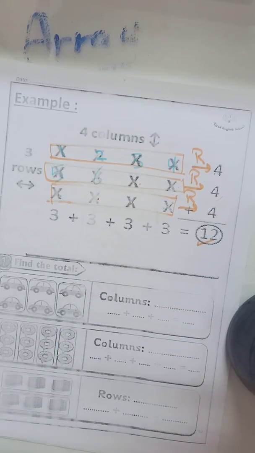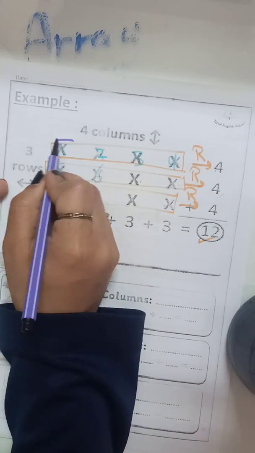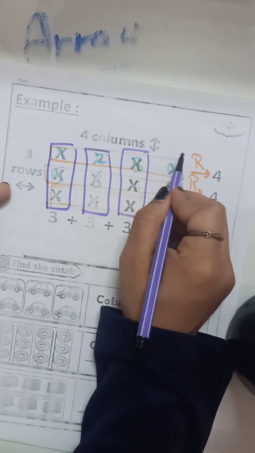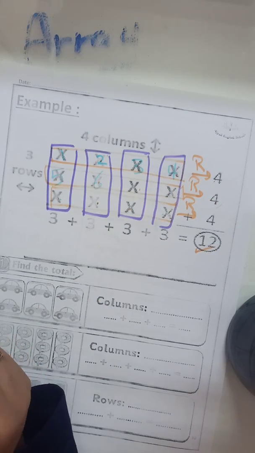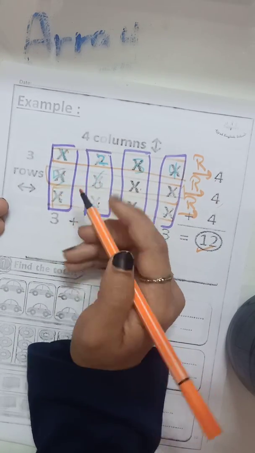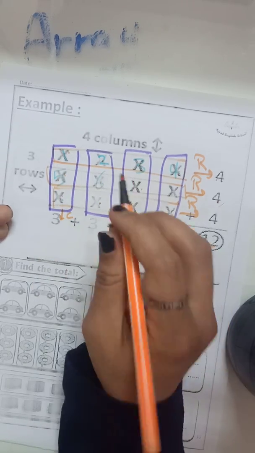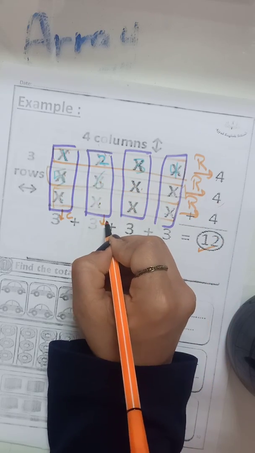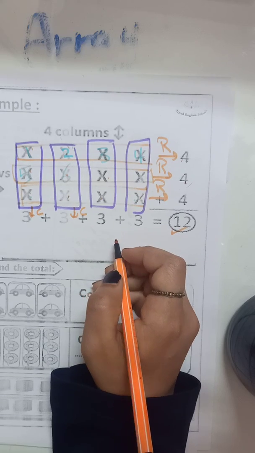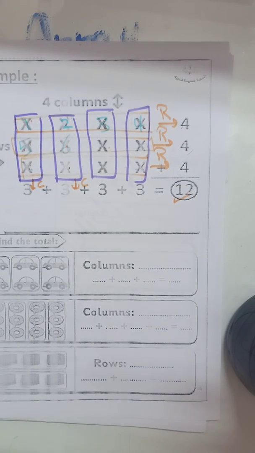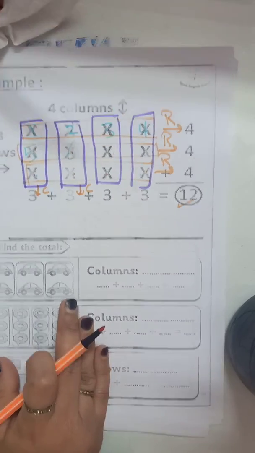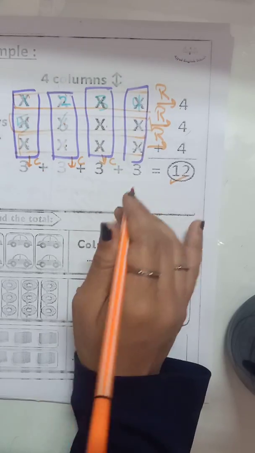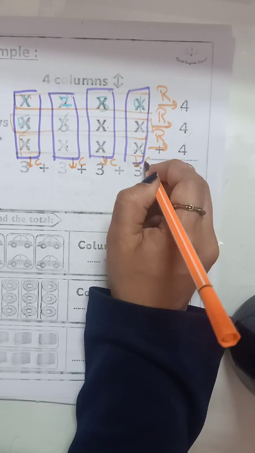And the third way, we have how many columns here? 1, 2, 3, 4. And any column, how many elements? 1, 2, 3. So the first column has 3 elements, and the second column, 1, 2, 3. The second column, how many elements? 3. And the third column has 3 elements, and the fourth column, how many?